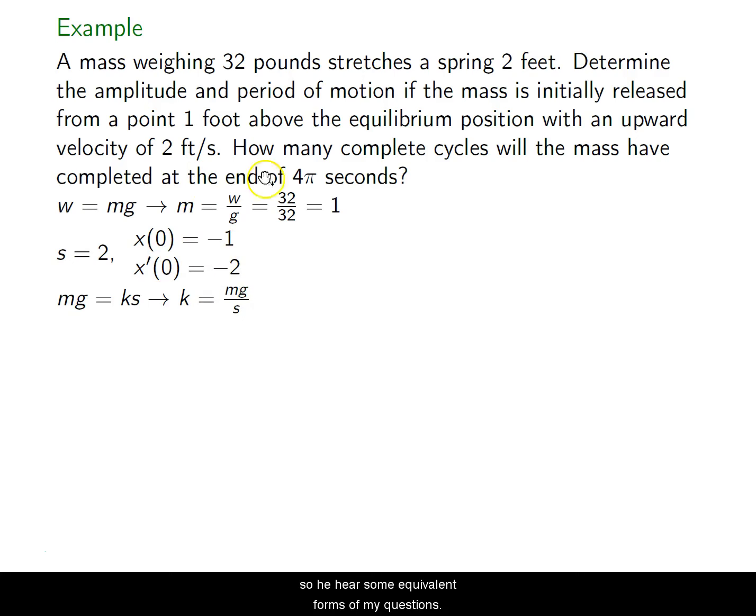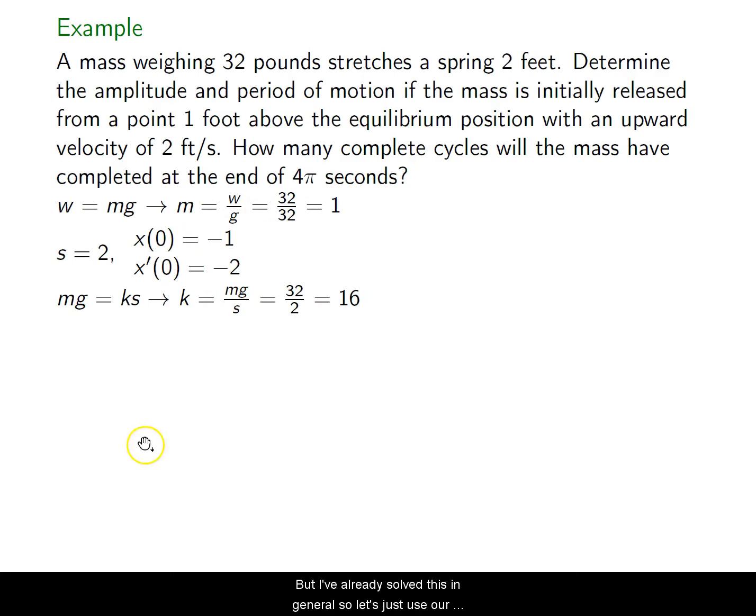So here are some equivalent forms of the equations I need. The weight over the stretching value is 16. So I can throw everything into my solution right away, or I can throw everything into my x double prime plus k over m x equals 0 equation and solve from there. It doesn't matter. They're equivalent ways. They will get me to the same place.